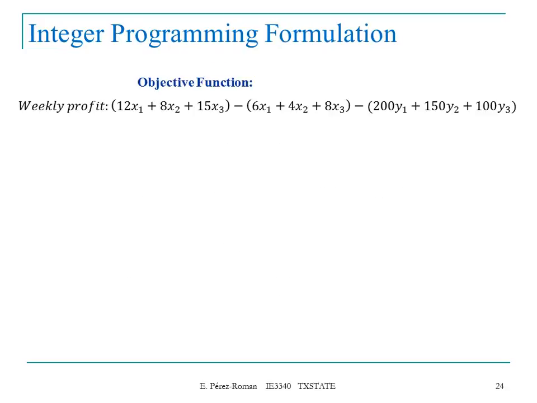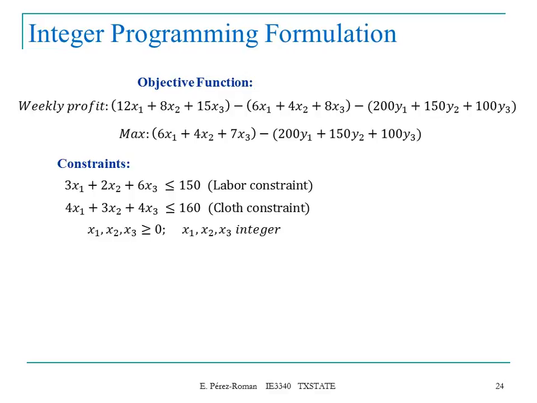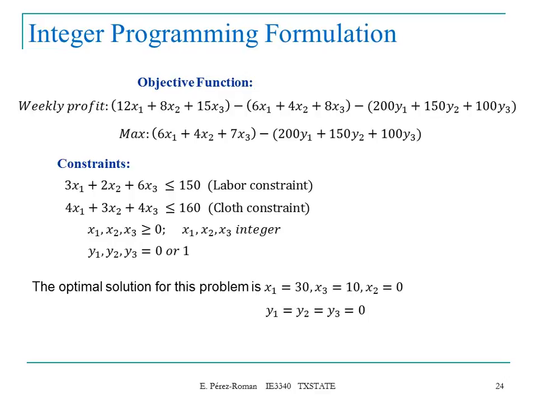Okay, so the objective function, you want to maximize your weekly profit, and your weekly profit is based on this. So you have some profit, your revenue for each type of cloth. Then you have cost for producing those clothes, and you also have the cost for renting the machines. So you want to maximize your total profit. You're going to have a constraint for your labor, so you know that you have 150 hours and 160 for your materials. And this is your optimal solution.